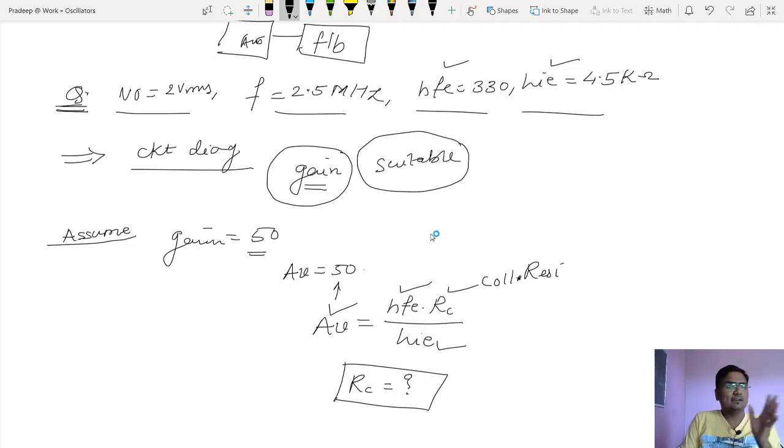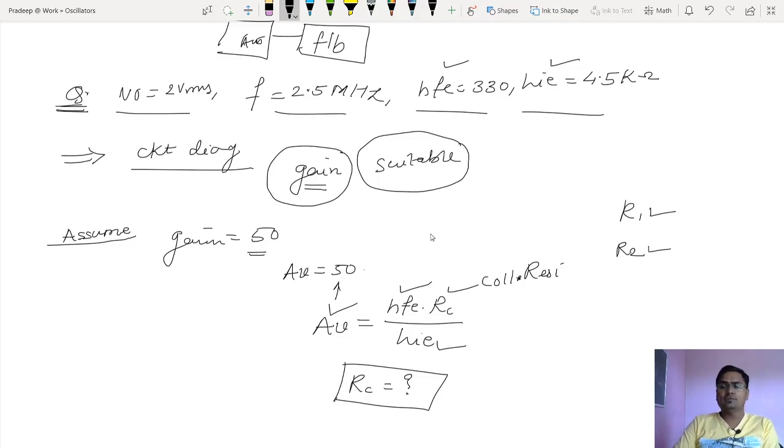See, methods are different. I told you so many times, I have nothing to do with which method you are following. What I generally check is the proportion of components that you have selected. Whatever values you have calculated doesn't matter. The proportion of those values, like the value of R1 and R2 should be in proportion. The value of R1 should be greater than the value of R2 at least twice. That's the proportion I generally check.